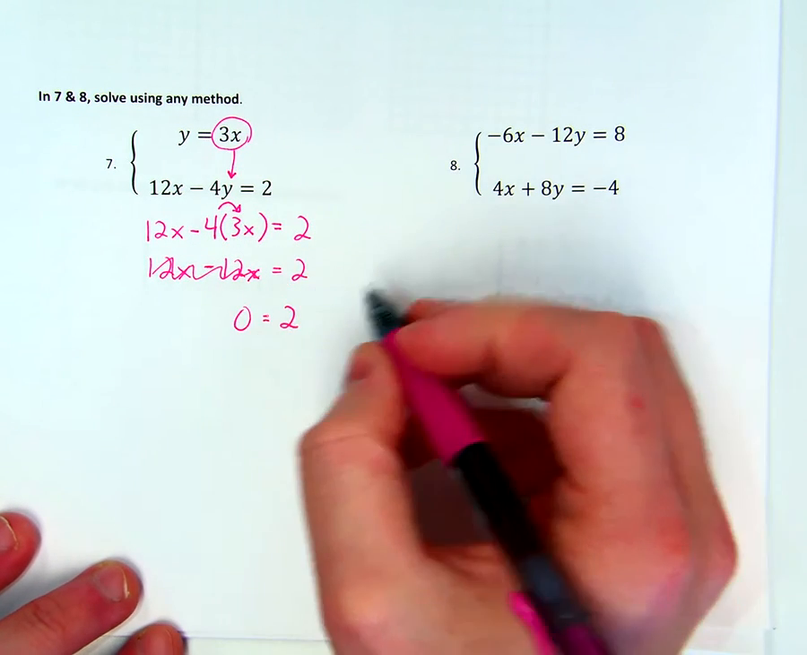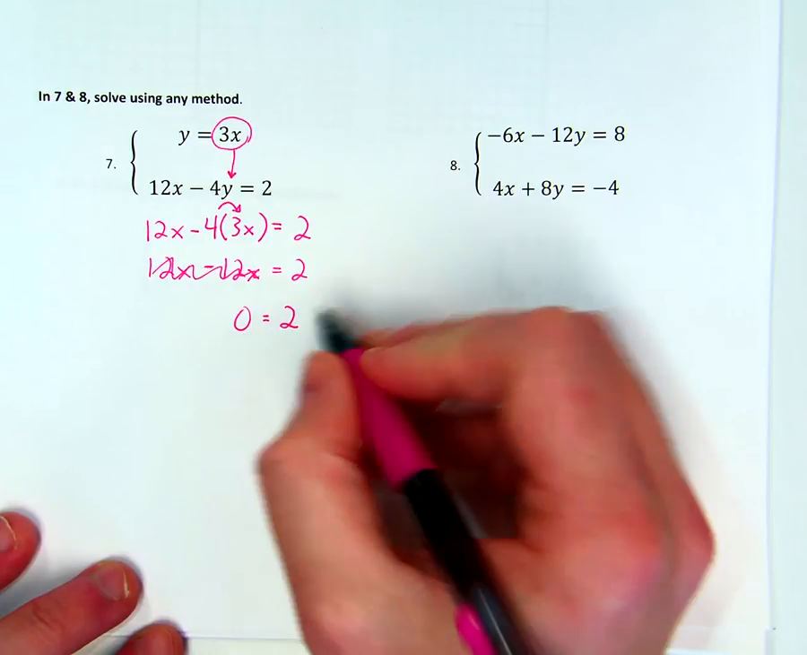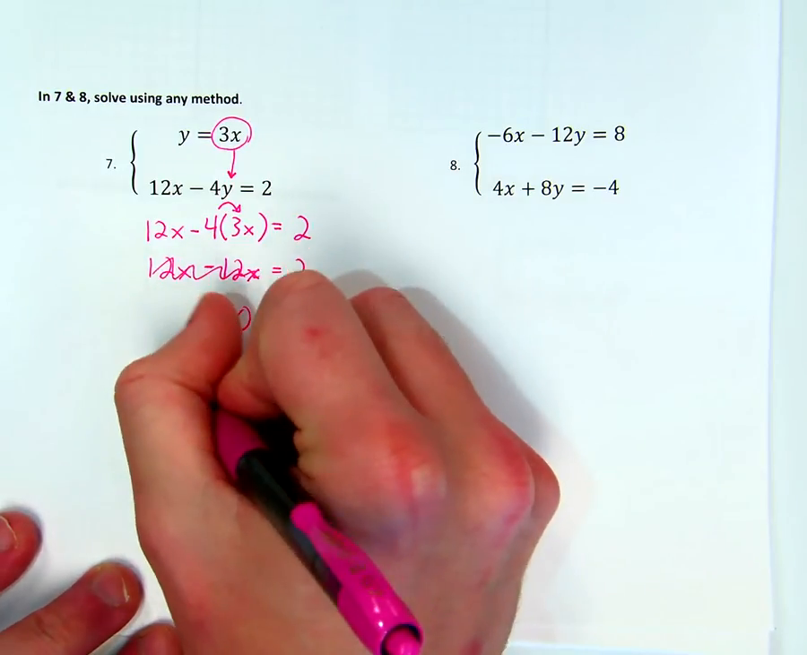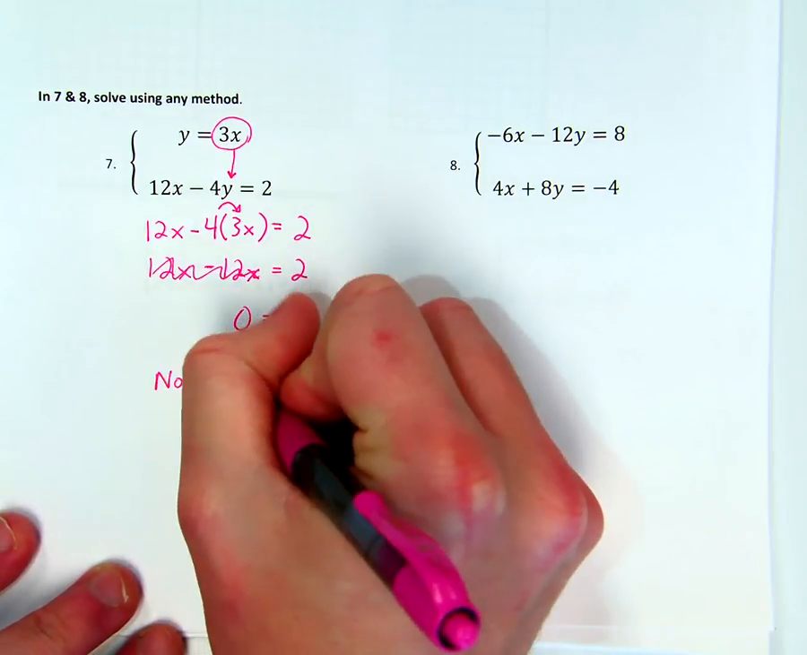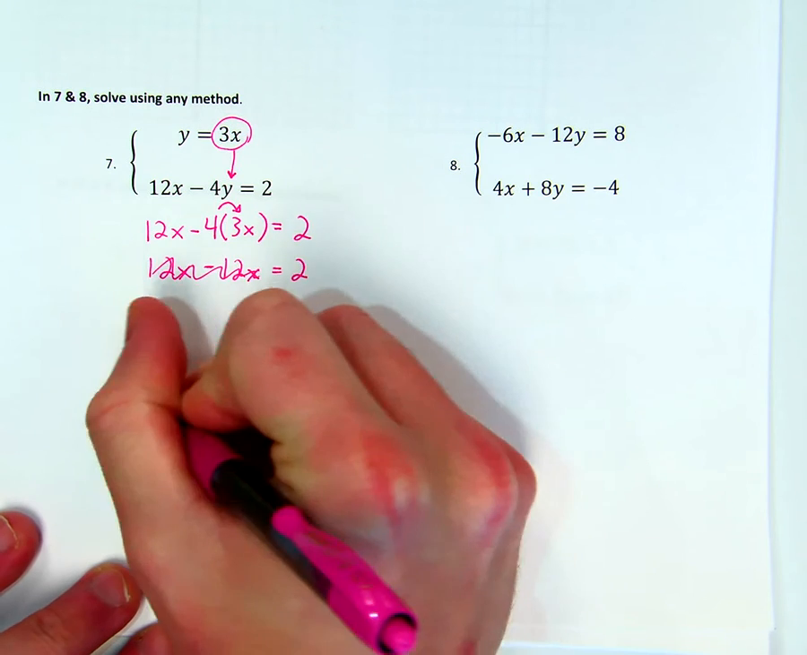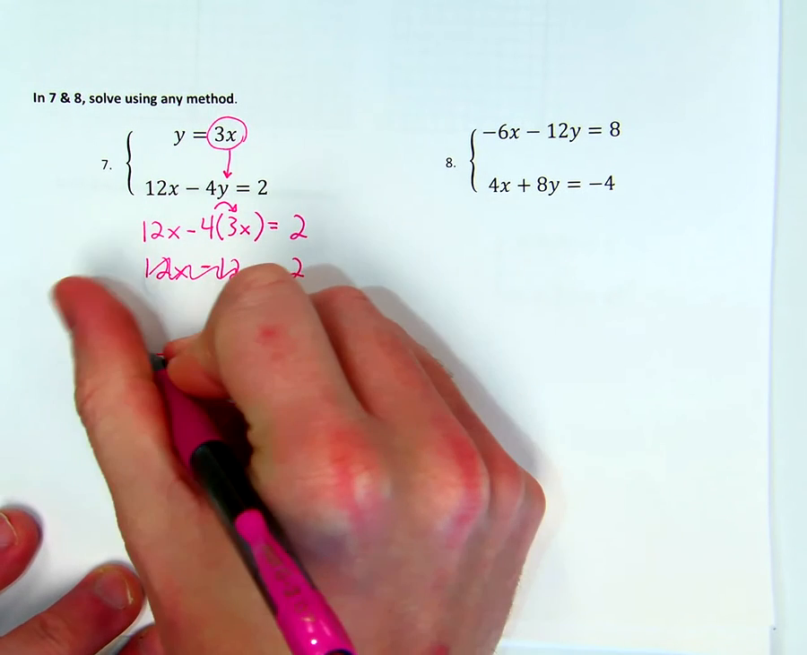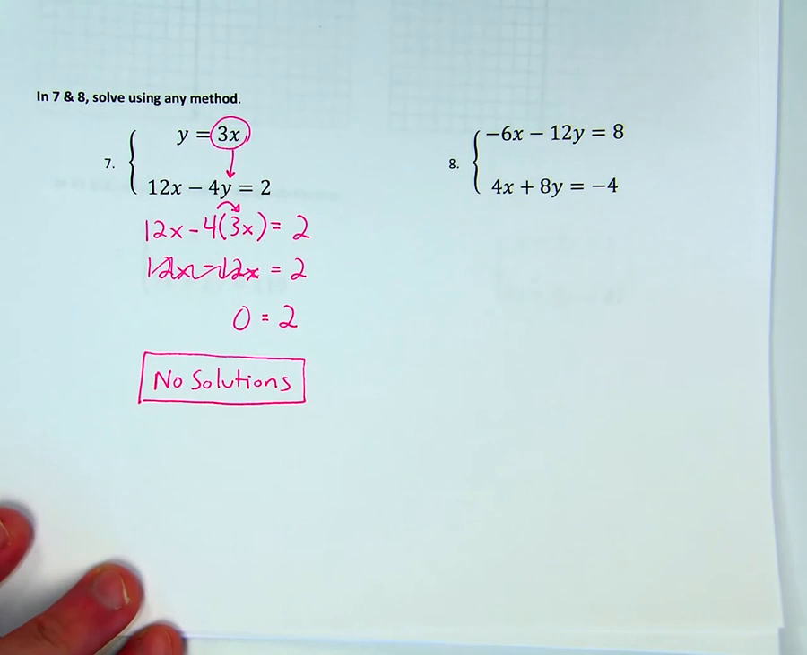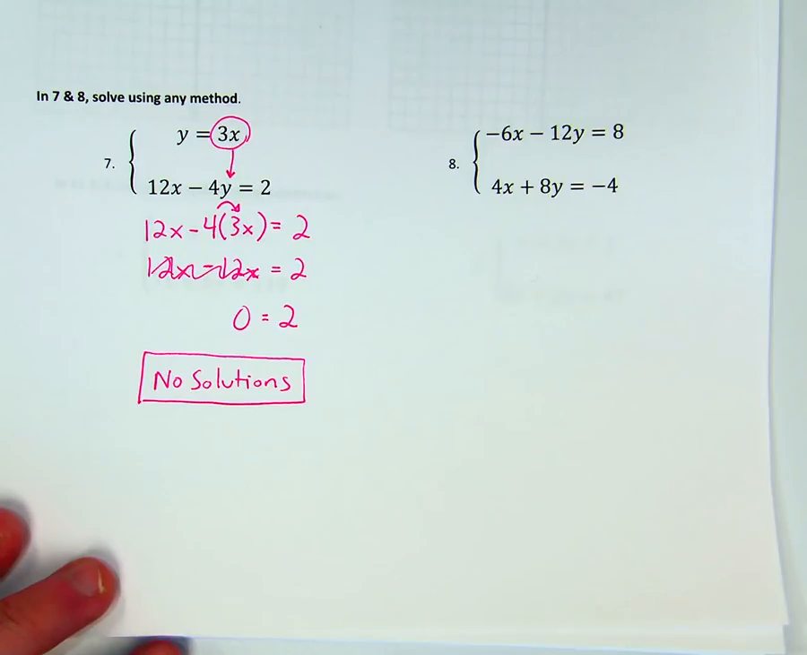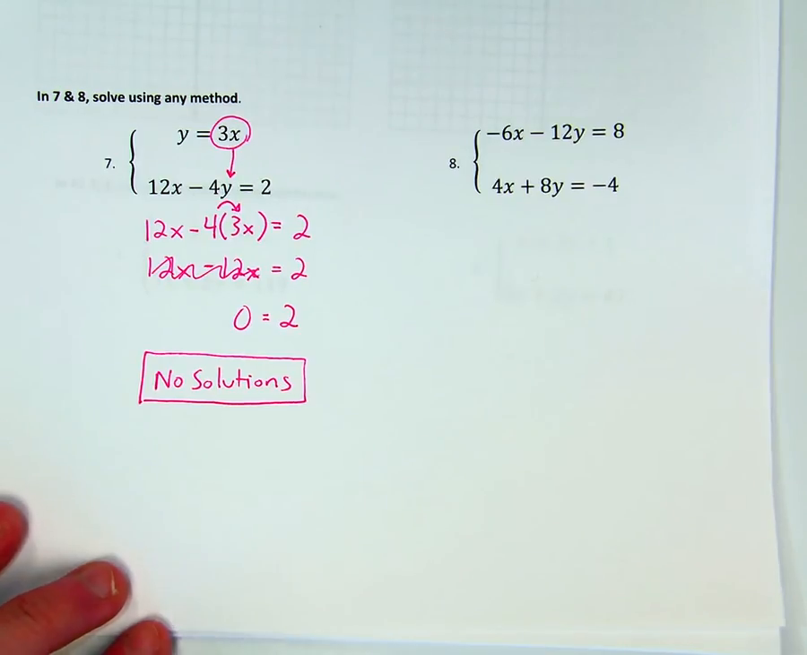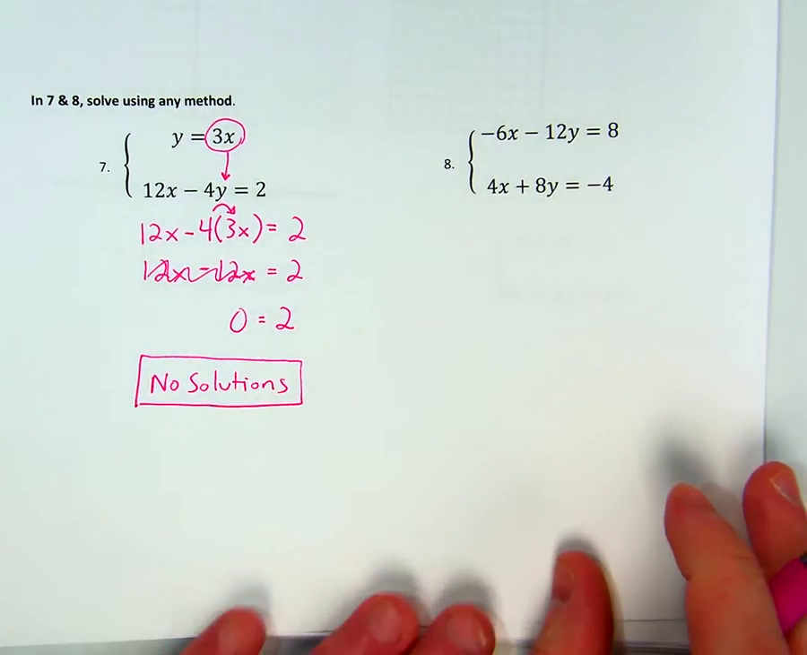If the variables drop out and we're left with a false statement, the answer is that there are no solutions. If the variable drops out and we're left with a true statement, the answer is that there are an infinite amount of solutions, infinitely many solutions, which you could abbreviate IMS.